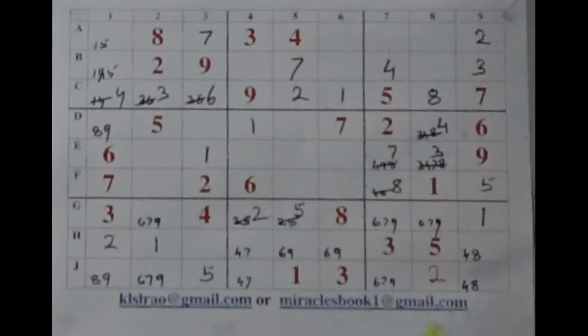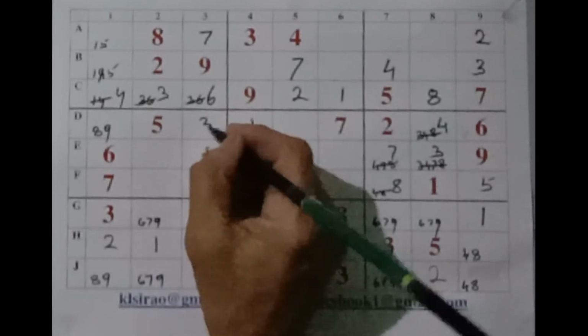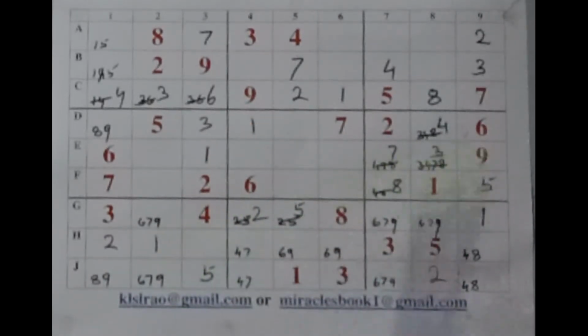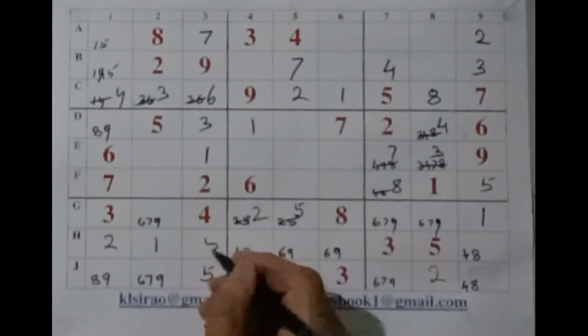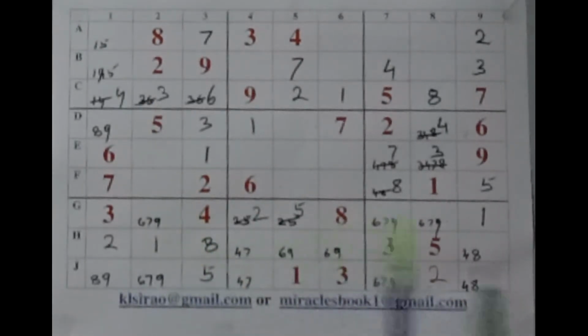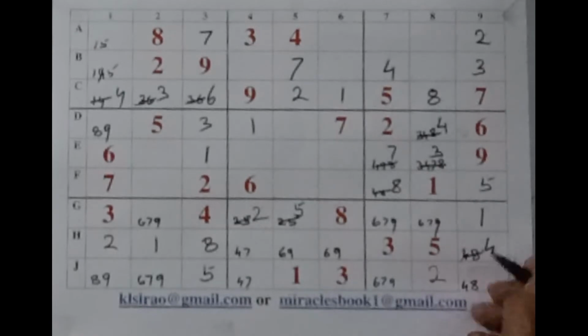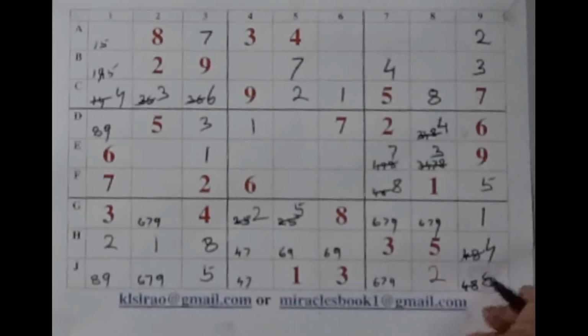There are 2 vacancies for what numbers? Let's see, we require a 3 and 8. We have a 3 here, oh, we can write a 3 here. And 8 here. 8, that's nice. This 8 will delete this pair here. We get a 4. And here we get 8.